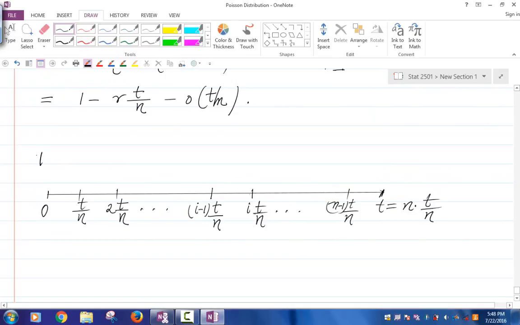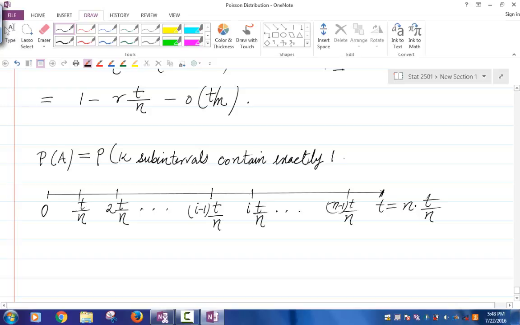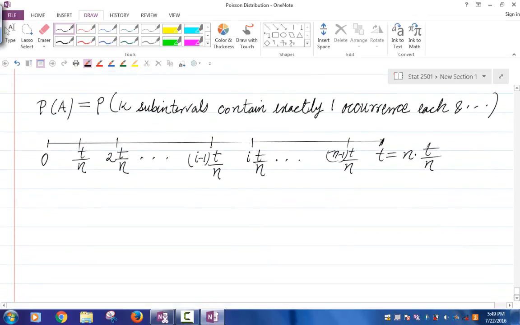So let's recall that the probability of A is the same as the probability that k of the subintervals contain exactly one occurrence each, and dot dot dot, meaning that the remaining n minus k subintervals contain none. So how do we find that? Well, in order to find this, I have to figure out, first of all, how many ways the event A can happen. In order to figure that out, I'm going to introduce some notation.